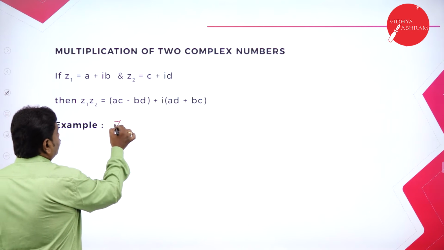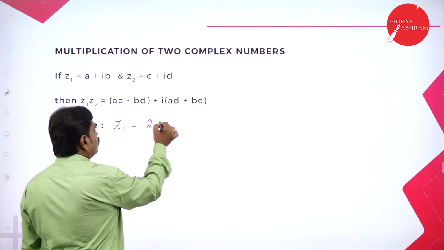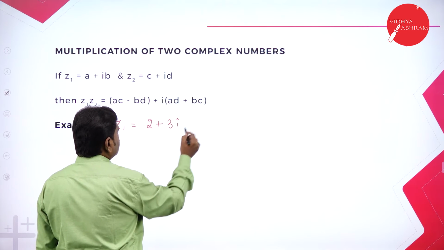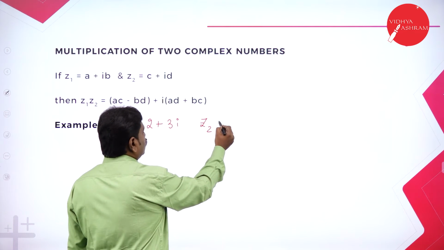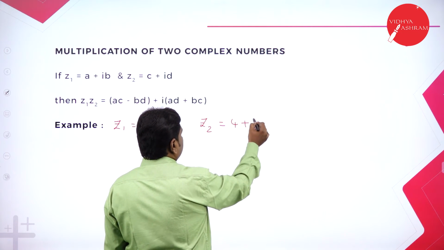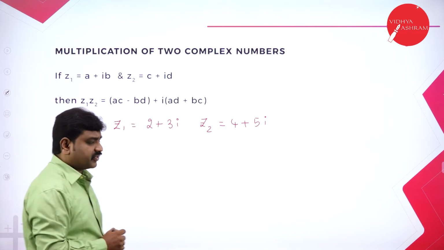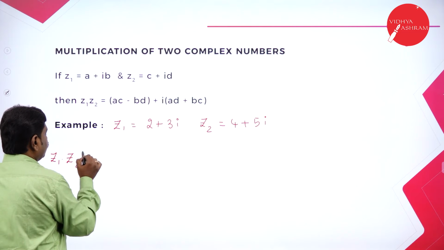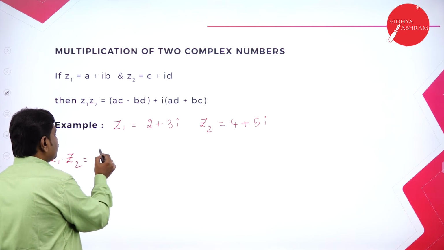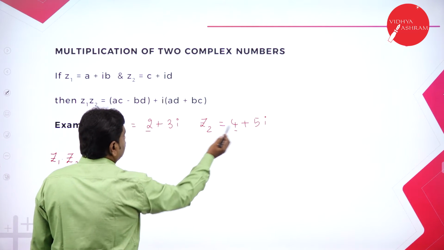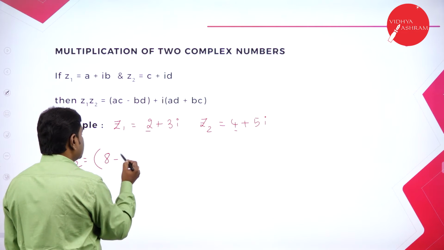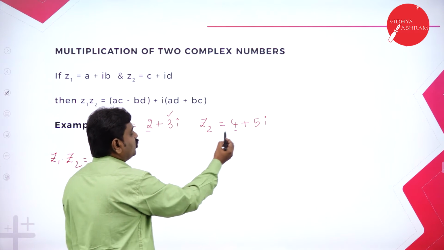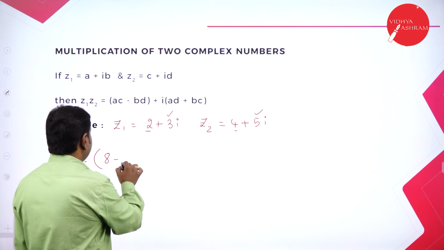So let me take two complex numbers. I'll take z1 is equal to 2 plus 3i. I'll take z2 is equal to 4 plus 5i. Any complex numbers. Two complex numbers I have taken. Let me do z1 into z2 according to the formula. According to the formula means ac minus bd. Real part into real part, that is 2 into 4, 8, minus bd. bd means imaginary into imaginary, that is 3 into 5. 3 into 5 is 15.